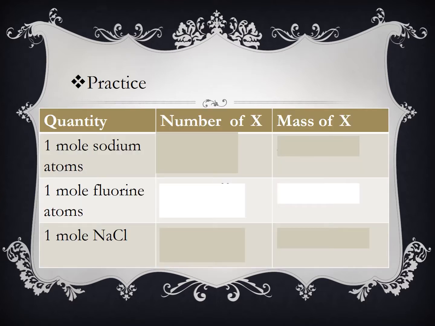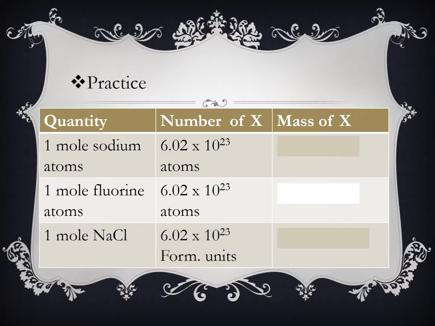So if I had a mole of sodium atoms, it would be 6.022 times 10 to the 23 atoms. Same thing, if I had a mole of fluorine, it would be 6.022 times 10 to the 23 atoms. If I had a mole of sodium chloride, again, 6.022 times 10 to the 23 formula units. Now, we use formula units because it's an ionic compound. We can't use atoms because sodium chloride is not an atom.